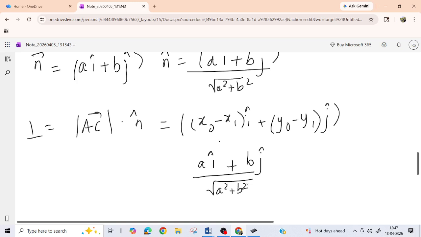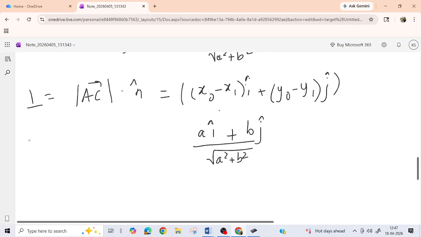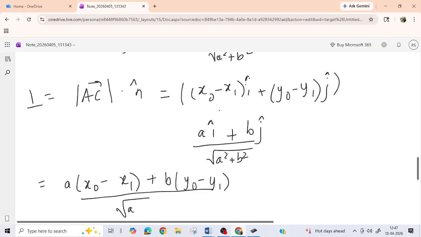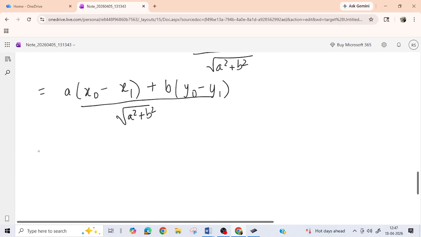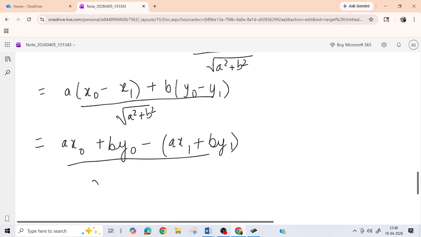Now let's expand this. This becomes a into x naught minus x1, plus b into y naught minus y1, divided by the square root of a square plus b square. After expanding this, we get a x naught plus b y naught minus a x1 plus b y1, over the root of a square plus b square.